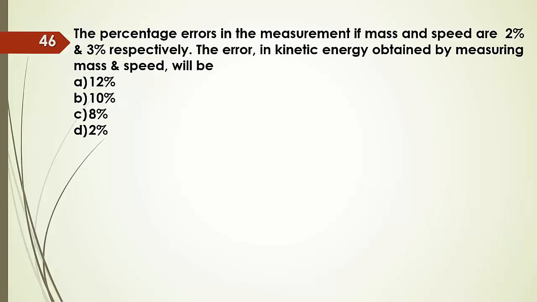So I am going to take the 46th question. The percentage error in the measurement of mass and speed are 2% and 3% respectively. The error in kinetic energy obtained by measuring mass and speed will be. See here, the error in mass and error in speed are given as 2% and 3%. First we can write the error in mass. Error in mass means how to write the equation? Percentage error in mass. So we can write delta m over m into 100. That gives the percentage error in mass.